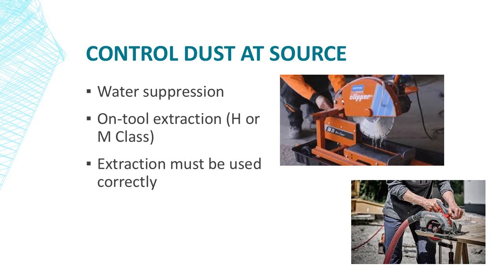If dust can't be avoided, it must be controlled at source. This means either water suppression or on-tool extraction. Water must be applied continuously while cutting, just wetting the surface is not enough. On-tool extraction must be connected to a suitable H or M class unit, not a domestic vacuum.